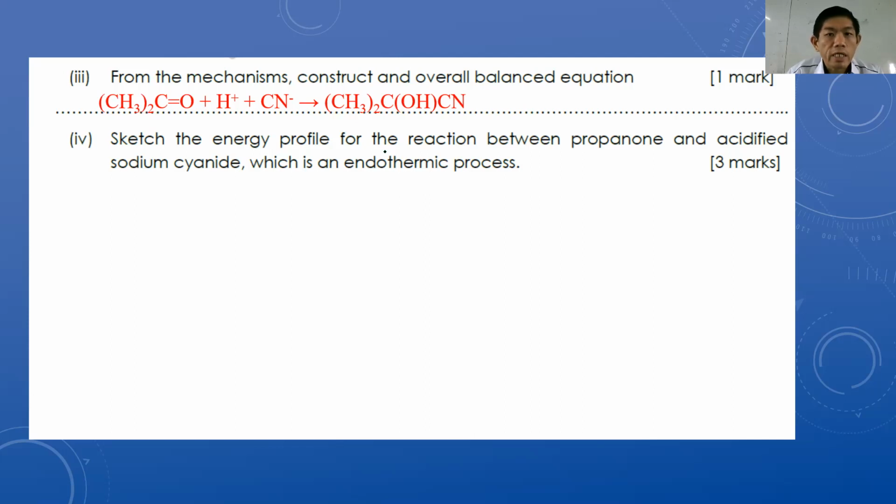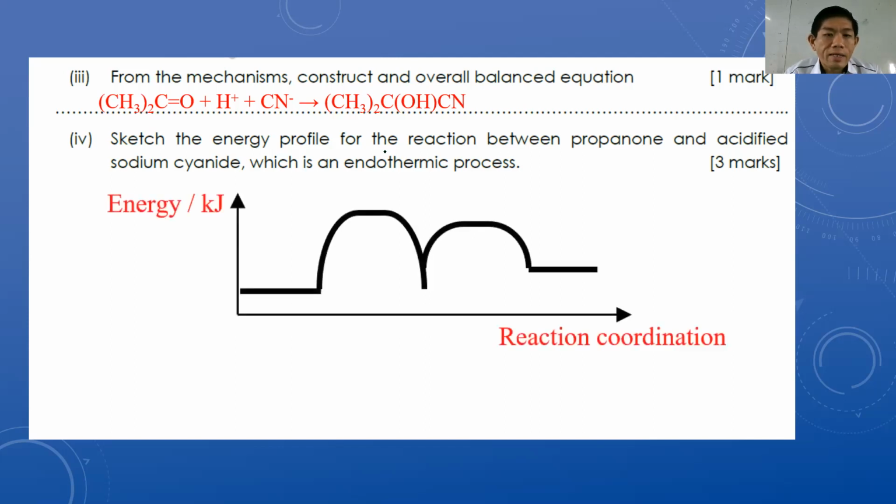And finally, sketch the energy profile for the reaction between propanone and acidified sodium cyanide, which is an endothermic process. The question already says that this is endothermic, so the reactant must be lower. This is the product.